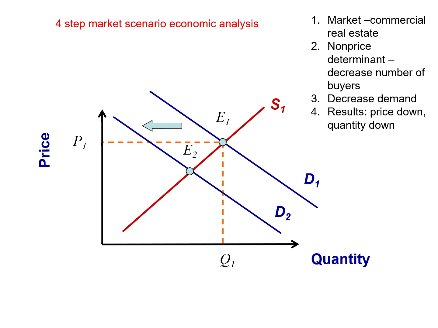At the new equilibrium E2, price and quantity decrease. The price per square footage of commercial real estate has gone down. Total amount of square footage rented per month has also decreased.